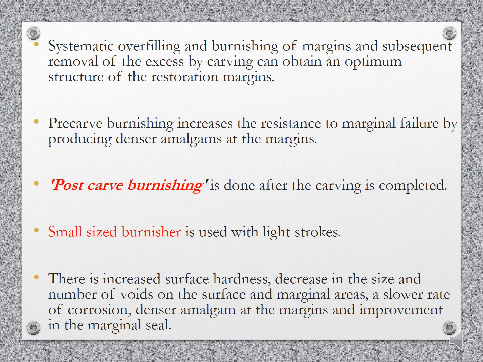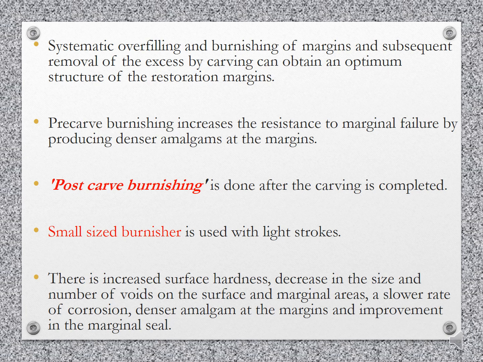Systematic overfilling and burnishing of margins and subsequent removal of the excess by carving can obtain an optimum structure of the restoration margins. Pre-carve burnishing increases the resistance to marginal failure by producing dense amalgams at the margins. Post-carve burnishing is done after the carving is completed. Small-sized burnishers are used with light strokes.